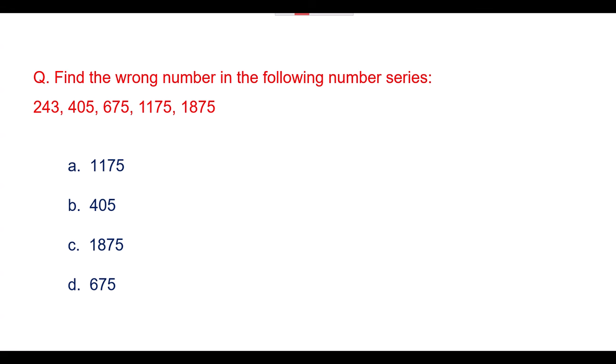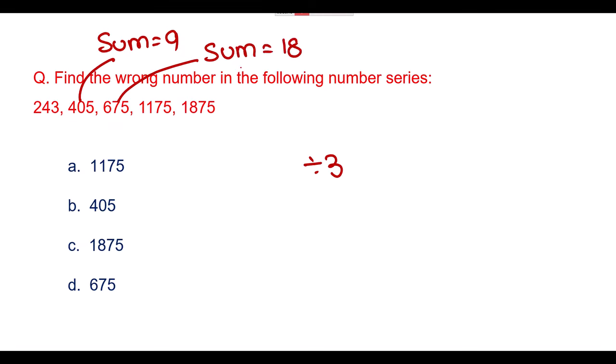Now what about this question? Only one wrong term will be available in the question that we need to identify. One wrong term only. To conclude this question, you can go for sum of digits divided by 3. All numbers are divisible by 3. If we take sum equal to 9, this number is divisible by 3. Here the sum of digits is 18, divisible by 3. Here the sum is 14.